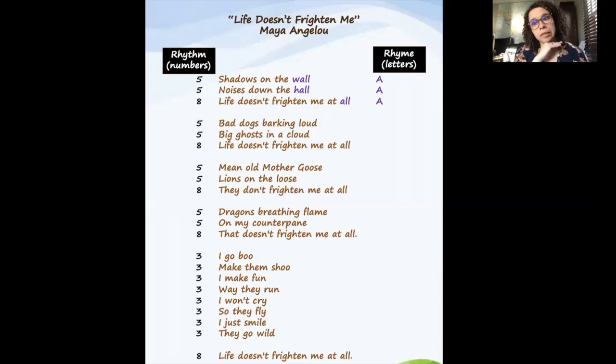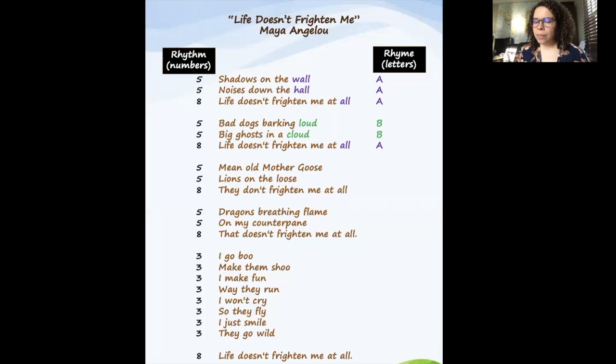Loud doesn't rhyme with all or wall or hall. And it's a new stanza, so I'm going to make it a B. Loud and cloud rhyme, so both of those are labeled B. And all rhymes with the rhymes at the beginning, so that one's going to be an A again. So we have loud and cloud that rhyme, and all rhymes with what's above, B, B, A. So far, our two stanzas are A, A, A, B, B, A. Let's see what the next one is.